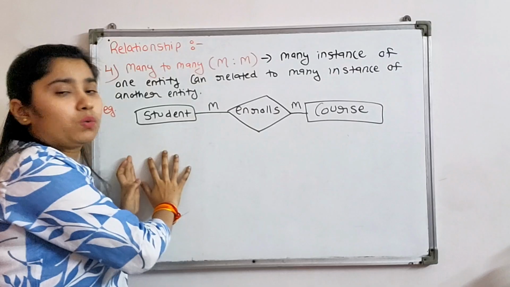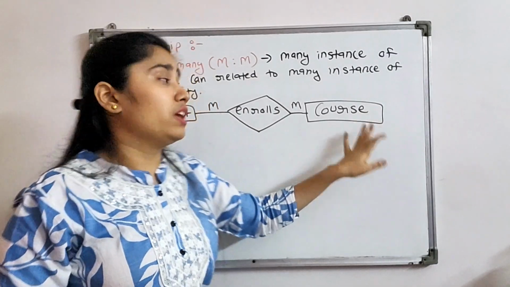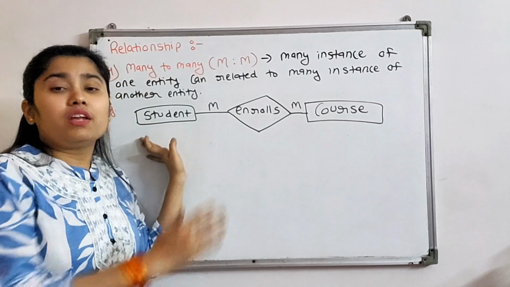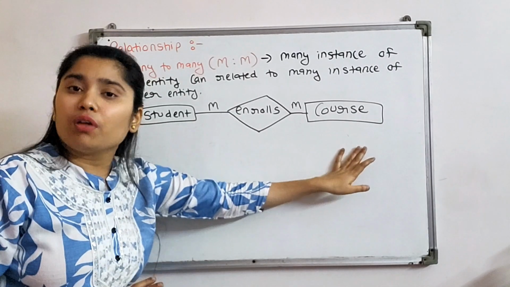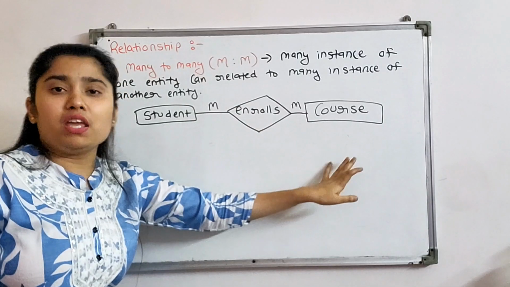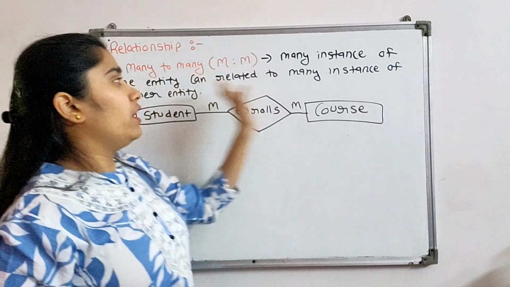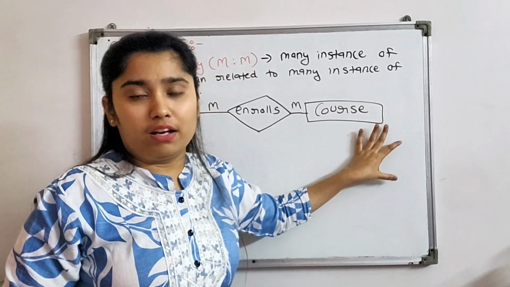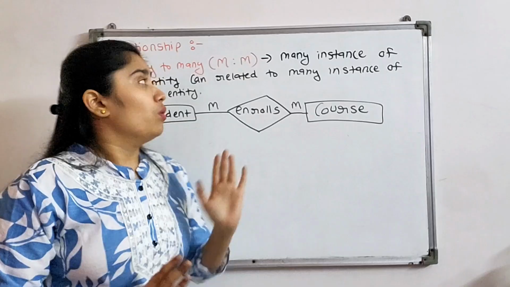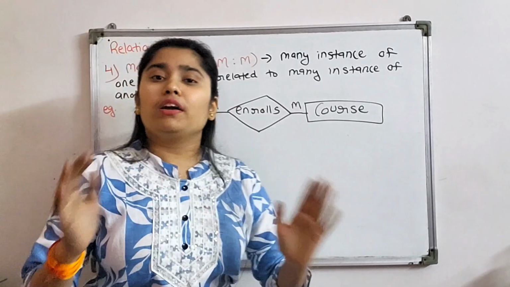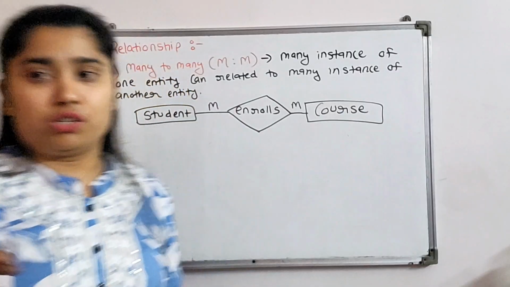Now see, one student can enroll in many courses, and in one course there can be many students. So there is no fixed limit on either side, not in the student nor in the course. Therefore it is a many to many relationship. Many instances of one entity can relate to many instances of another entity. I hope you are clear with the many to many relationship also. Now we will see the degree of relationship. First you take the screenshot and write it down.